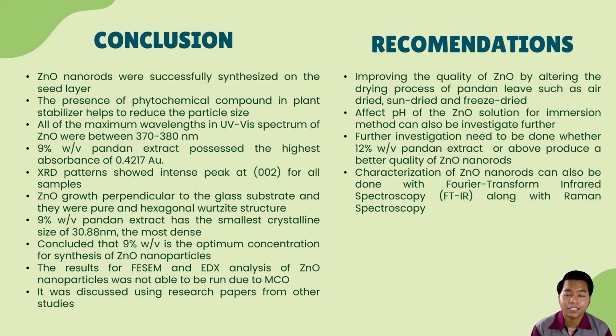As per the recommendation for this research, the quality of zinc oxide nanorods or nanostructures can be improved by altering the drying process of Pandan leaf, such as air dried, sun dried, and freeze dried. The effect of pH of the zinc oxide solution for the immersion method can also be investigated further. Further investigation needs to be done to determine whether 12% weight per volume Pandan extract or above produces a better quality of zinc oxide nanorods or not. Characterization of zinc oxide nanorods can also be done with Fourier transform infrared spectroscopy, FTIR, along with Raman spectroscopy.